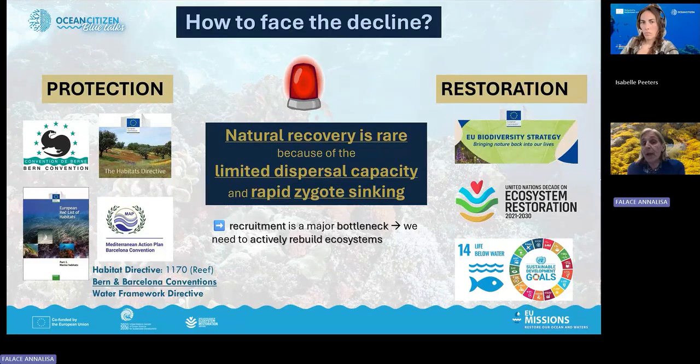It's very, very rare because of the limited dispersal capacity and rapid zygote sinking that characterize these species. So natural recruitment and connectivity are the major bottleneck for these species. The zygotes are very big, so they sediment very near the parental population. So if you lose the parental population, you have to actively rebuild the system through restoration.